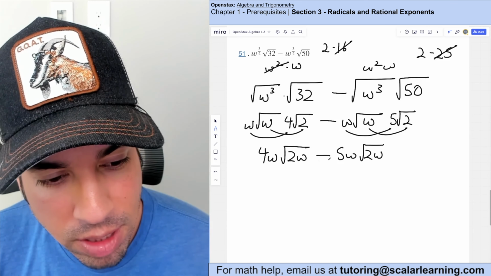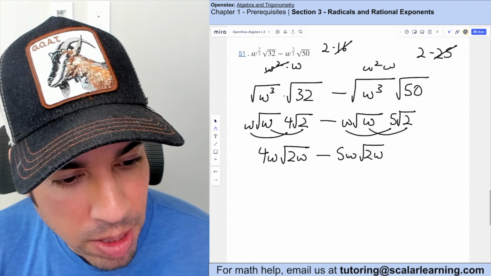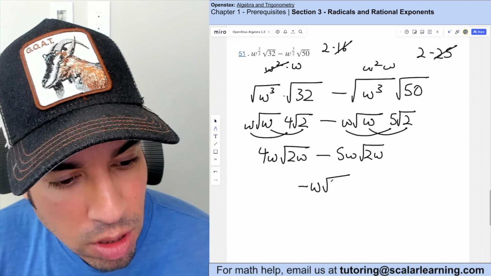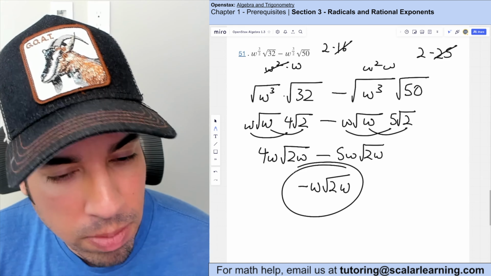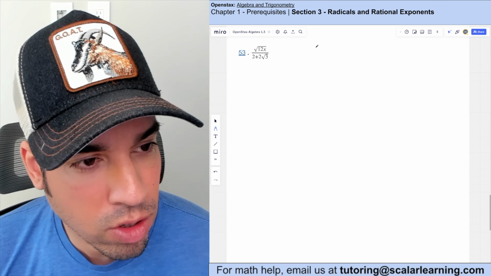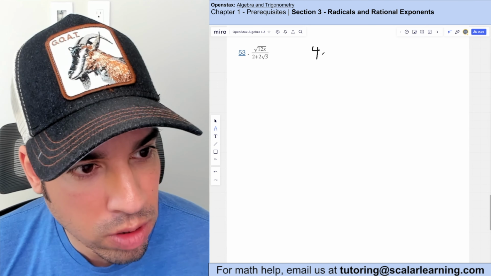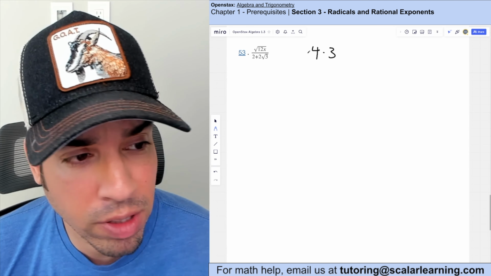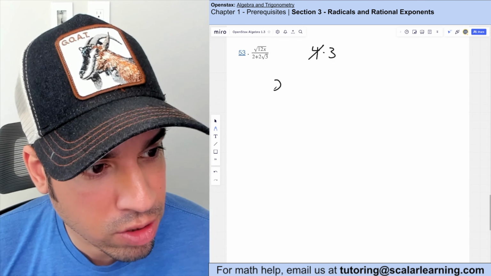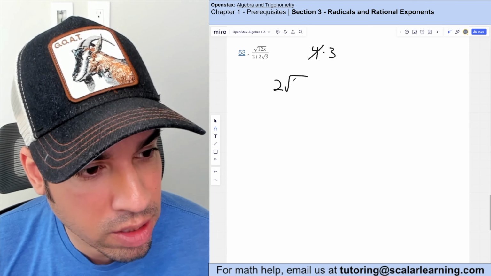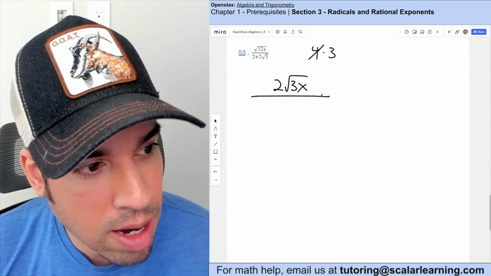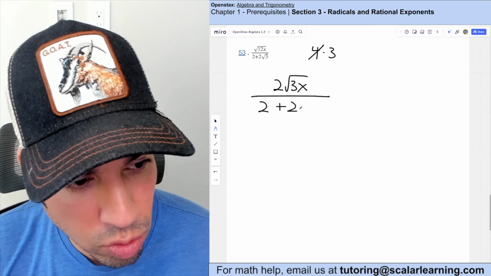Now, since they share the same radical, I'm just going to do 4w minus 5w, which is negative w square root of 2w. Boom, done. In this case, I'm actually going to simplify that 12 first, because I know that 12 is the same as 4 times 3. And 4 is a perfect square, so I can take the square root of 4 and rewrite the numerator as 2 square root of 3, which stays trapped inside, and that x is going to stay there with it. And on the denominator, we've got 2 plus 2 rad 3.